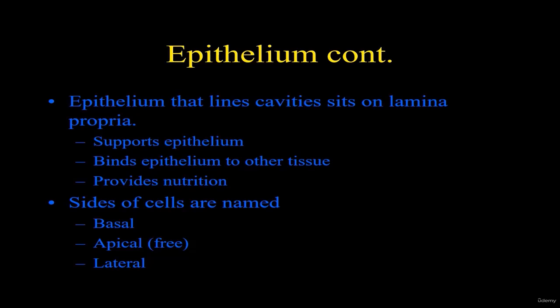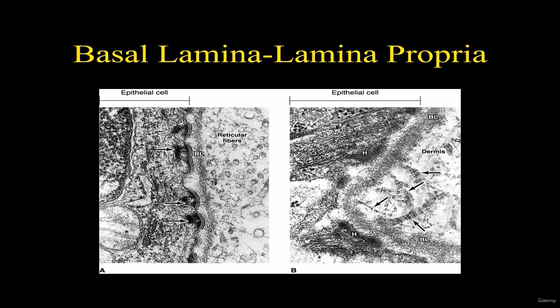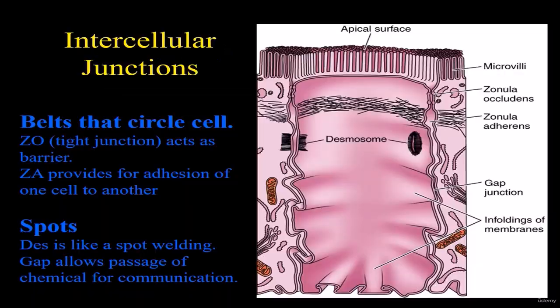The sides of cells are named basal, apical, and lateral. Apical is the free part, then the lateral, and the basal. The basal is the downside, and the lateral is the outer side. Basal, lamina propria.